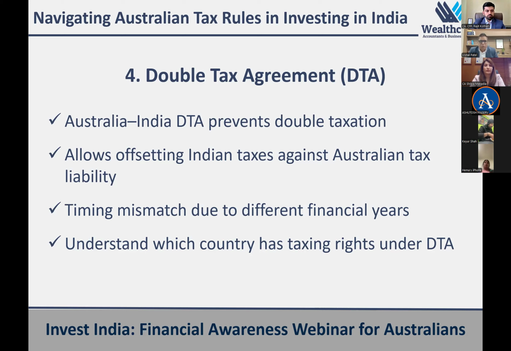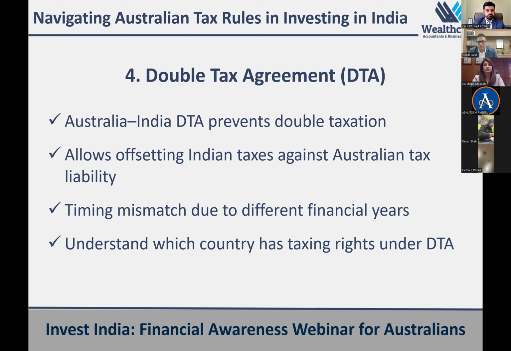The other important thing to be mindful of is the timing mismatch, because India and Australia do not follow the same financial year. In Australia, the financial year starts in July and ends in June. In India, the year starts in April and ends in March. So when you report this income from India in your Australian tax return, you need to report exactly the income generated from July to June. And you need to understand which country has taxing rights.